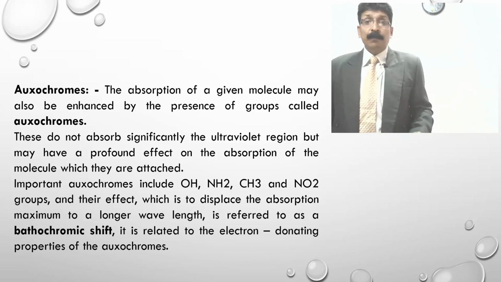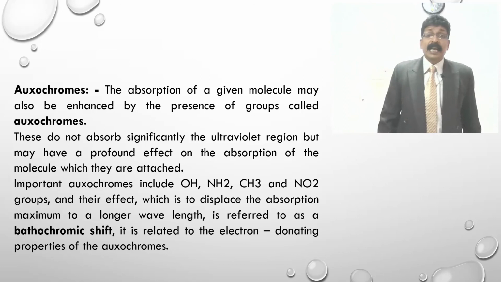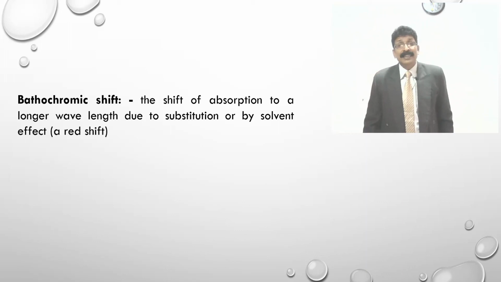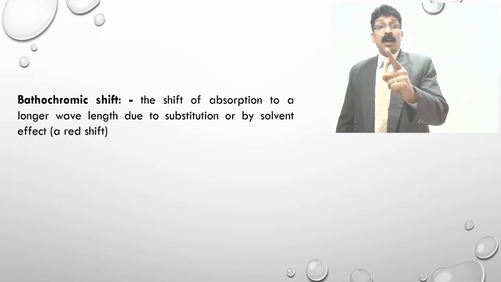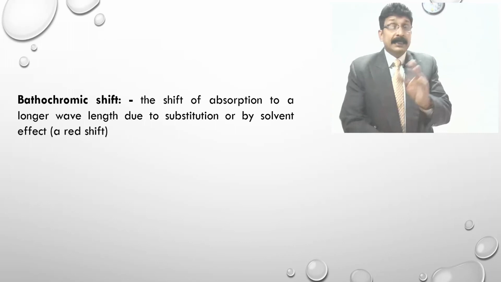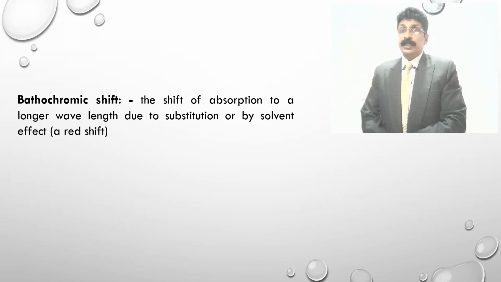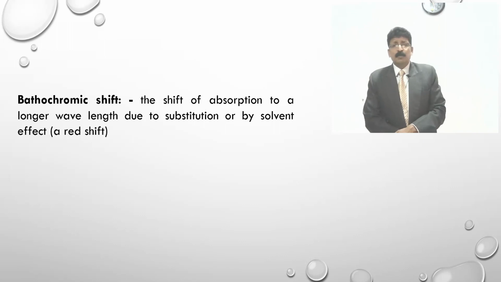Understand? Bathochromic shift. This is an electronic donation, related to the electron donating property of the oxochromes. So bathochromic shift means the shift of absorption to a longer wavelength due to a substituent or a solvent effect also. Sometimes some solvents have an influence to give electrons, which means ionization will take place. pH and ionization support shifting of the wavelength from lower to higher; less energy is sufficient. Understand? That is called solvent effect. That is called red shift. So bathochromic shift means a shift of absorption of a compound to a longer wavelength due to a substituent or a solvent. That is called red shift or bathochromic shift.